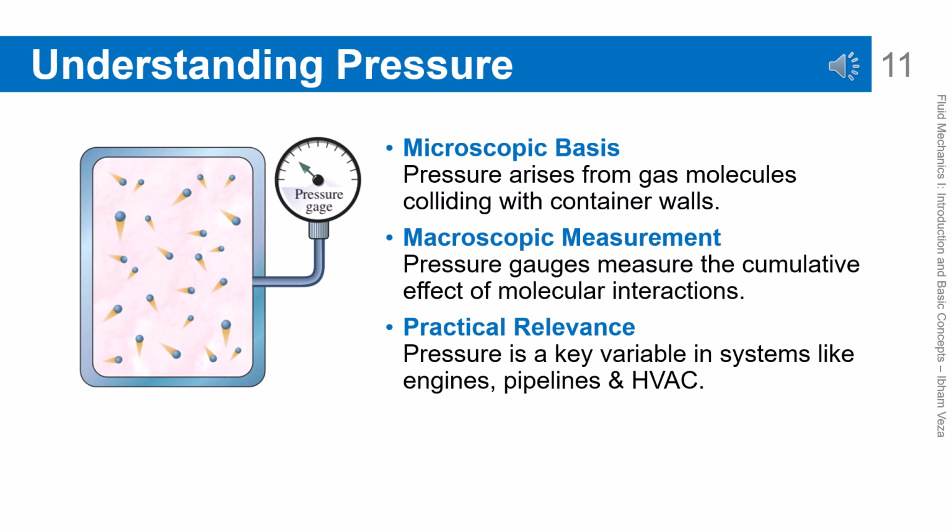Understanding pressure. Microscopically, pressure comes from molecular collisions with the container walls. Macroscopically, pressure is measured using instruments such as pressure gauges. The measured value represents the cumulative effect of these molecular interactions. Pressure is a key variable in many engineering systems, such as engines and pipelines. Understanding pressure is essential before studying fluid statics and dynamics.